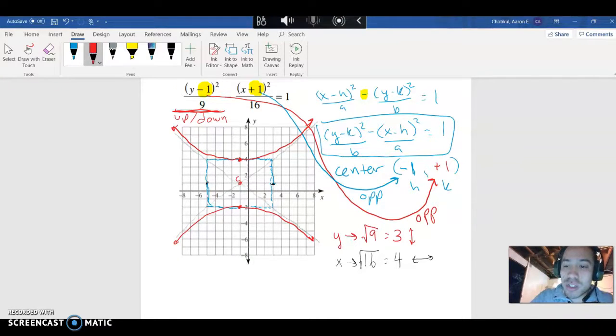The next video we're going to look at is when they're not in standard form, how do we get them into standard form, and then how do we graph them?